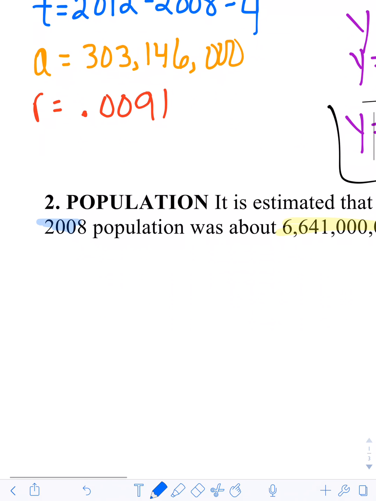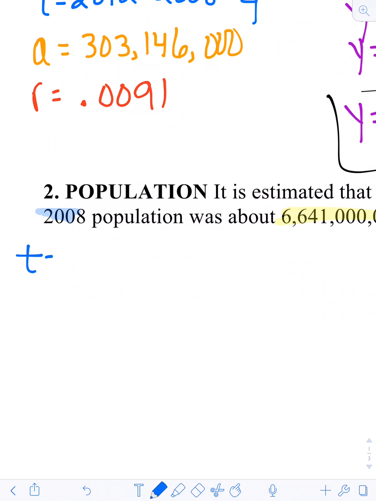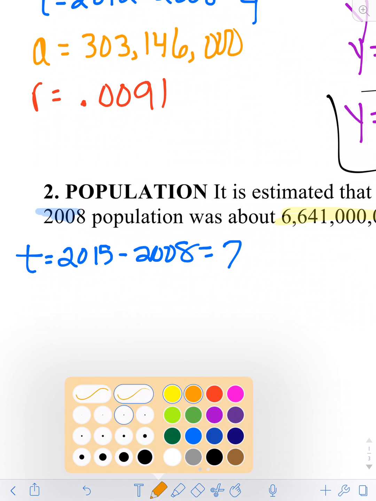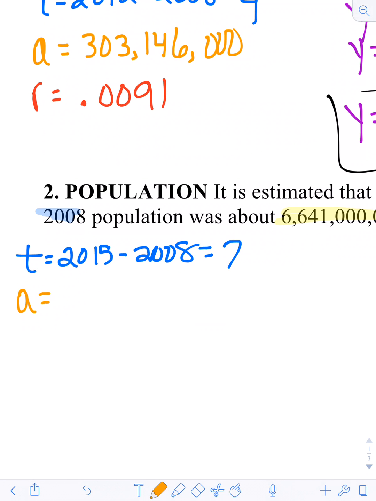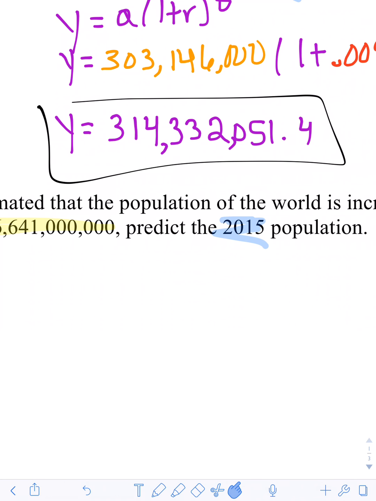So let me zoom in so I have space to write. My time for this one, we're trying to figure out from 2015 and 2008. So my time here is going to be 7 years. My initial amount, I'm going to write it in orange so you can see better. So A is equal to 6,641,000,000. And then the last thing I have to do is my rate, which was my r, and I wrote that down as 0.013.